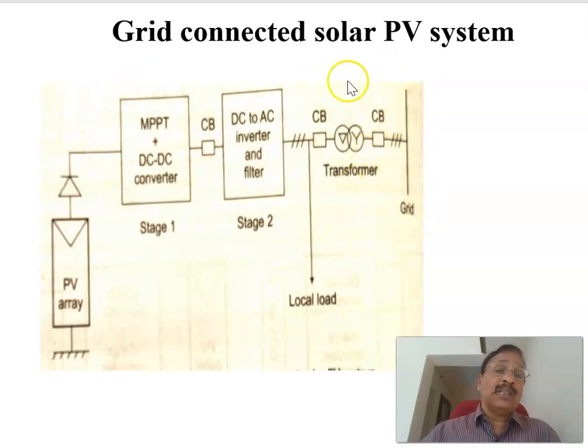Therefore, this is the block diagram of a grid connected solar power system, in which this is a three-phase line and this is a PV system. In between there is a DC to DC converter plus MPPT controller, and there is a DC to AC inverter that is connected through a transformer and protective circuit breakers, and that is connected to the three-phase AC grid. Therefore, this is a grid connected solar power system.